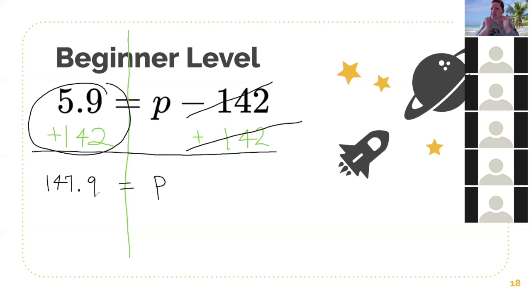Now the question is, is this solved? I got a lot of students freaking out. Kate, this is not solved because I don't like that the P's on the right-hand side. Guys, the only requirement for it to be solved is for the letter to be alone. That letter is alone. This sucker is solved. Now, can you write it the other way? If you want to, it doesn't matter. But saying 147.9 is P is the same as saying P is 147.9. So I don't care which way you write it. This sucker is solved. The letter's alone.